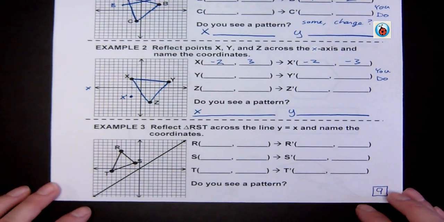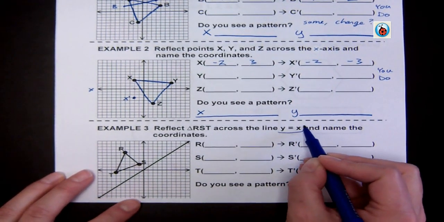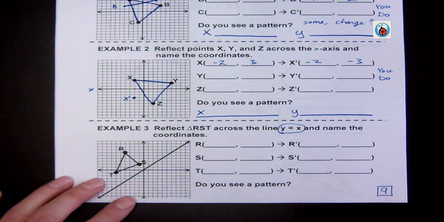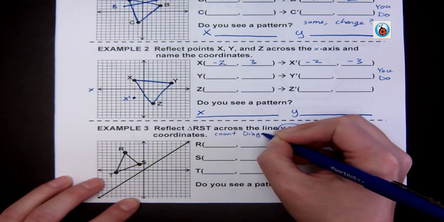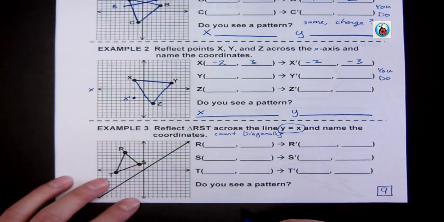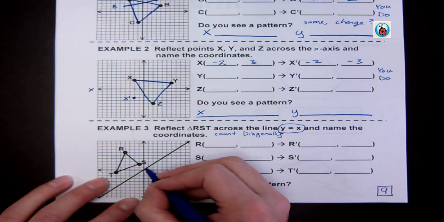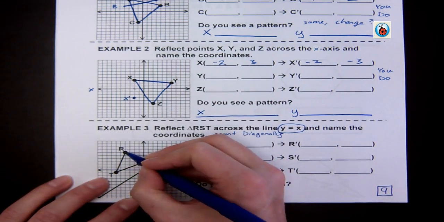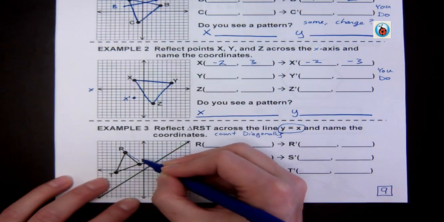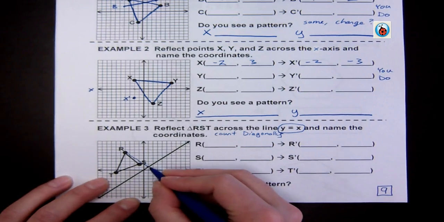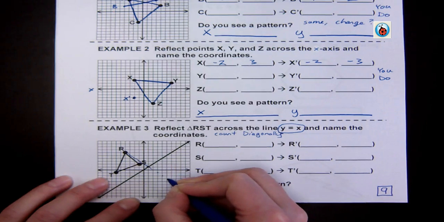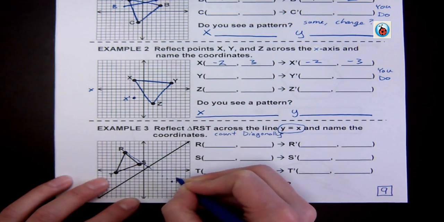Our last reflection is across this diagonal line, y equals x. And so because it's a diagonal line, I have to count diagonally. And so if I'm starting with R, I'm going to count straight through the corners of these: 1, 2, 3, 4, 5. So it's 5 diagonally this direction, and so I do 5 diagonally the other direction. 1, 2, 3, 4, 5, and that is my R prime.